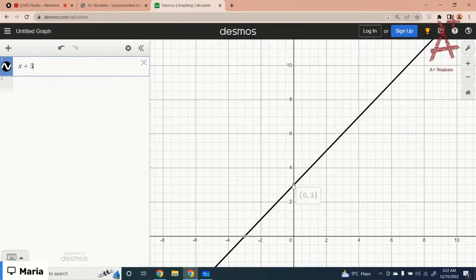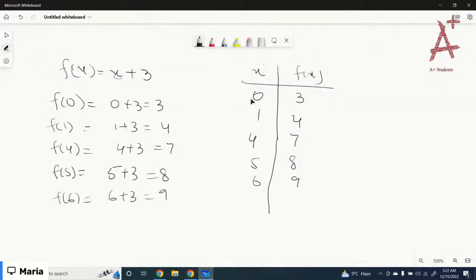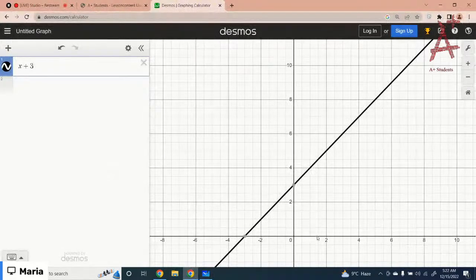Here are the values. You have the point 0 and 3. Just look at the graph. We have a point. Look at the table, 0 and 3. Got it? Okay, then 1, 4, 5, 6. When x is 1, here you have 1. It is 4. Just look at the point 1 and 4. Got it? When x is 2, you have the point 2 and 5.